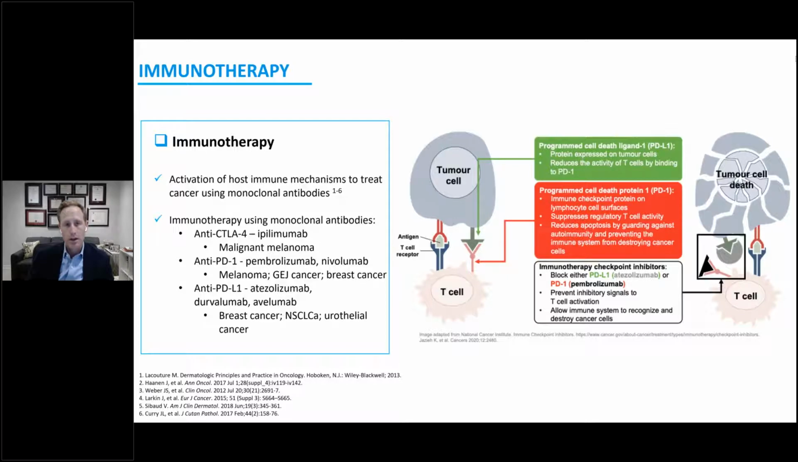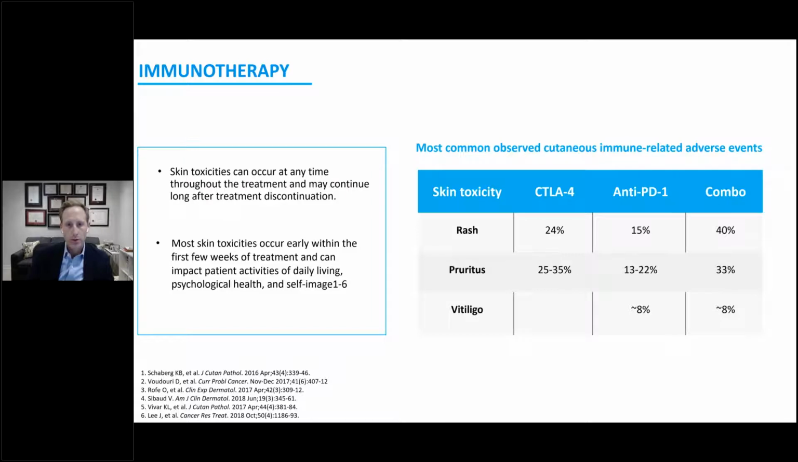Essentially what they do is they take the brakes off the body's immune system. And unfortunately, when we do take the brakes off the body's immune system, we tend to overshoot it. And so the most commonly observed reaction across all of them is actually rash. That happens generally in about 30 to 40% of all immunotherapies, CTLA-4 being the least specific, and the most specific one would be anti-PD-L1.